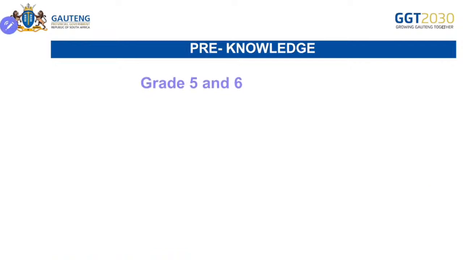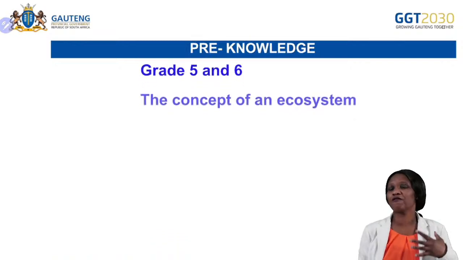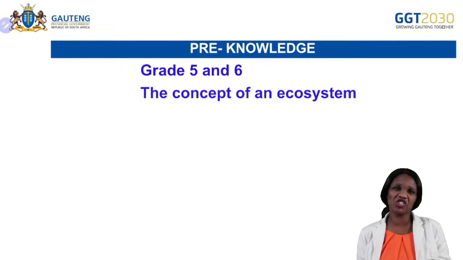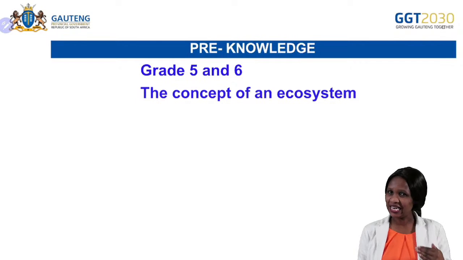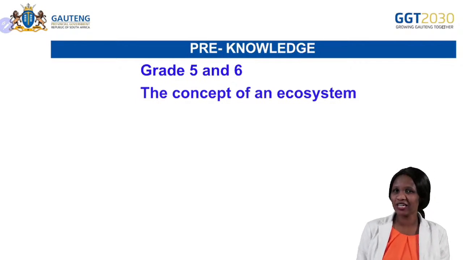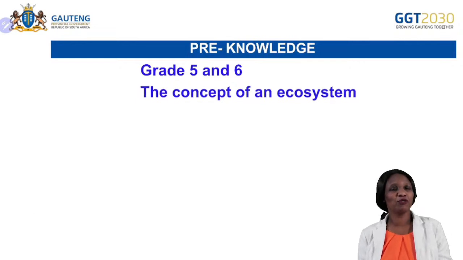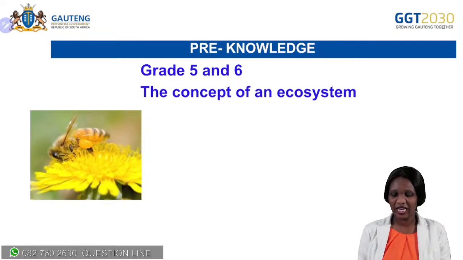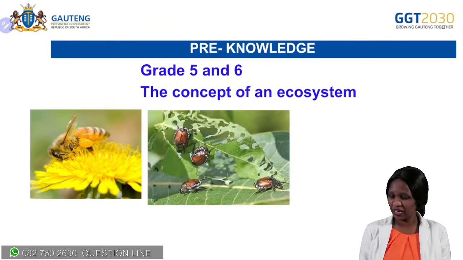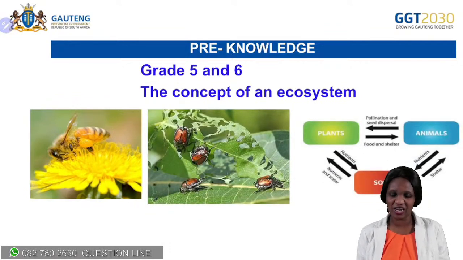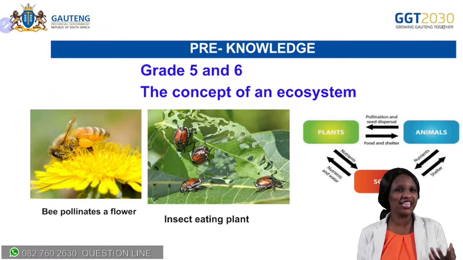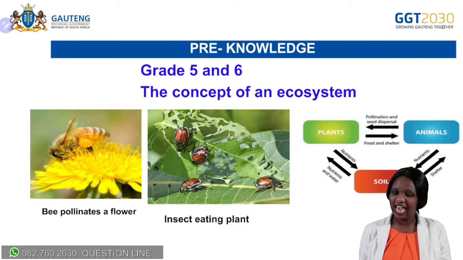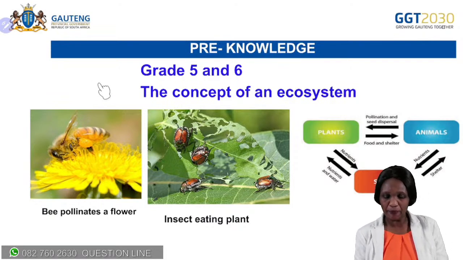And then pre-knowledge. When we're looking at pre-knowledge, we're looking at what we've done in the past. We're looking at the foundation. Remember, this is not the first time we are doing interactions and interdependence within an environment. Remember, when you're in grade 5 and 6, you did the concept of an ecosystem. And then let's check the pictures that are appearing on our screen. You can see a bee pollinating a flower, and you can see insects eating plants. And then we've got the plant.